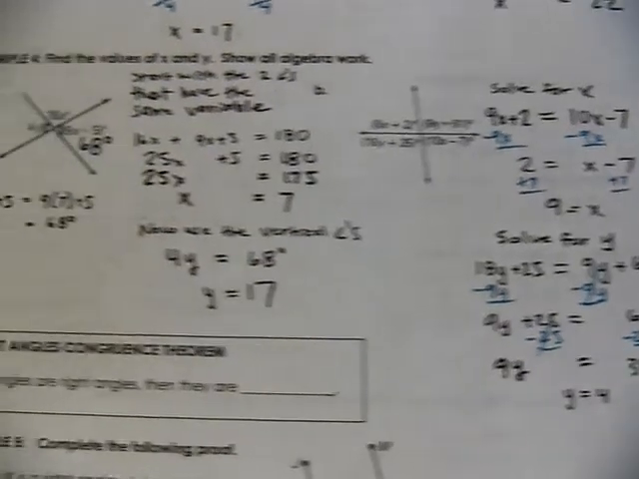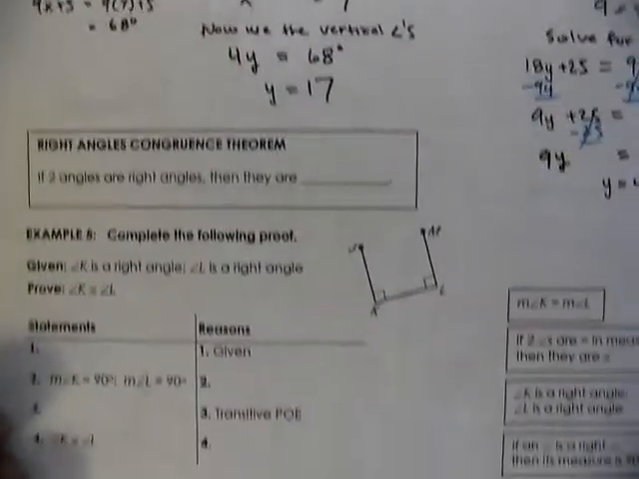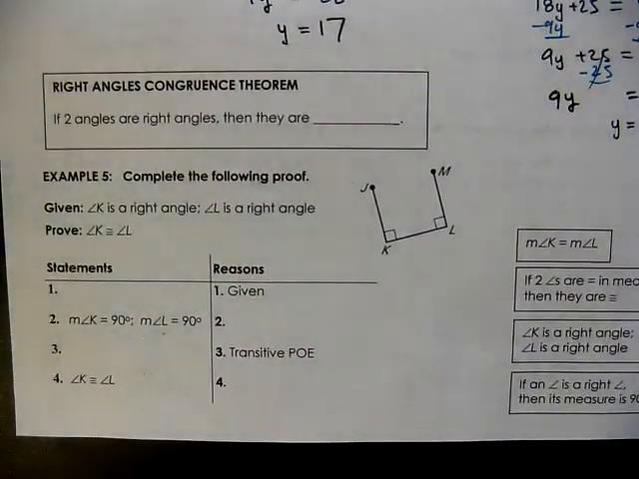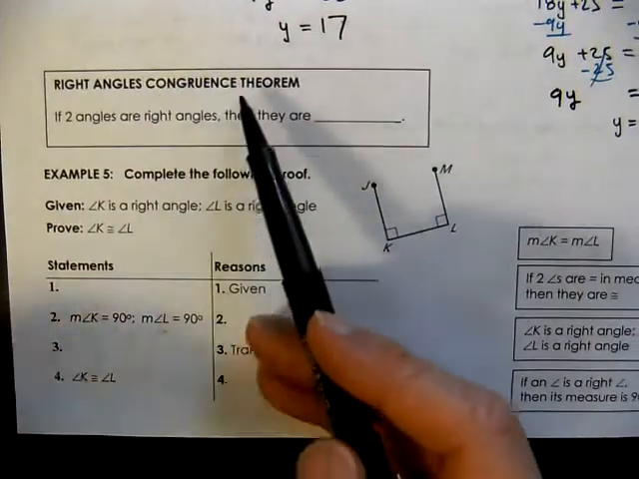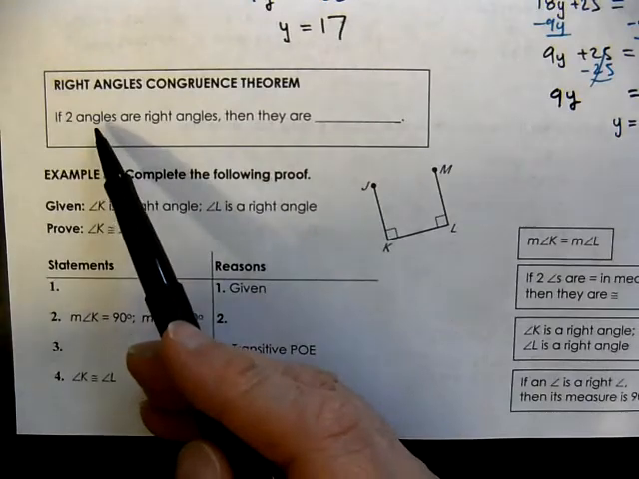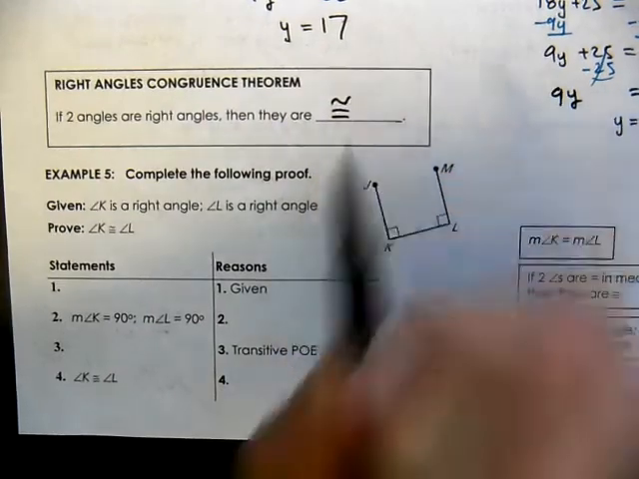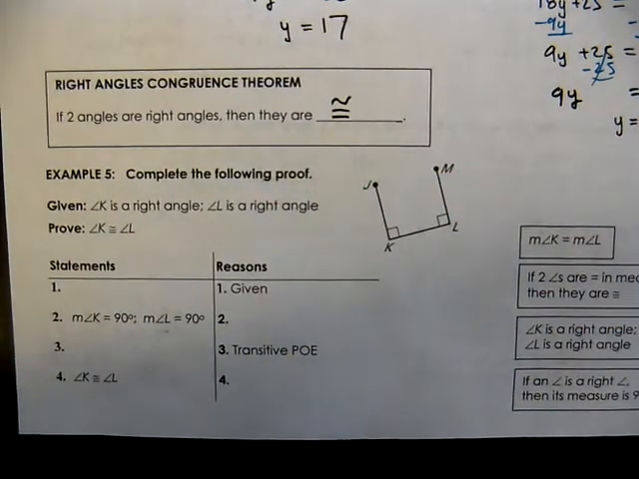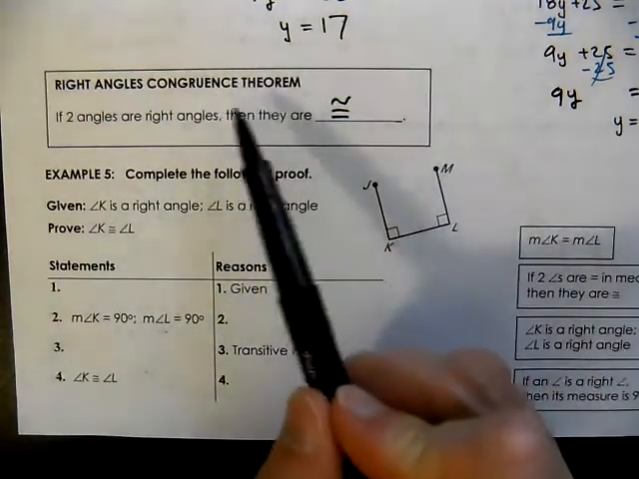So what we're finishing off with today is really not so much about the angle pairs that we've just been looking at, but it's a little mini practice proof, and it's introducing a new concept that we're calling the right angles congruence theorem. So think about this. If you have 2 angles that are right angles, then they are congruent. That makes sense, right? If you have 2 angles and they're both right angles, they both have to be equal to 90 degrees. So we're going to prove that because it's not a postulate, it's a theorem.